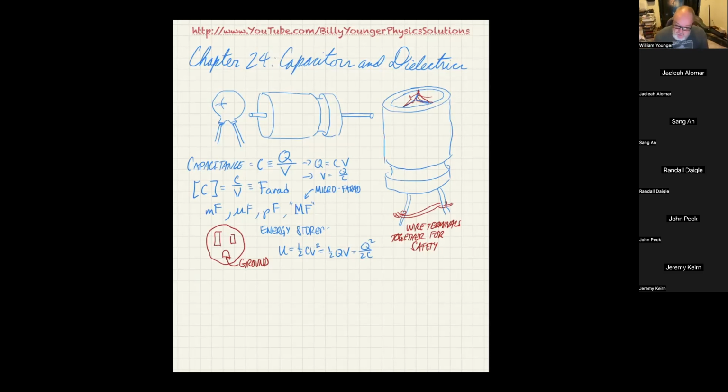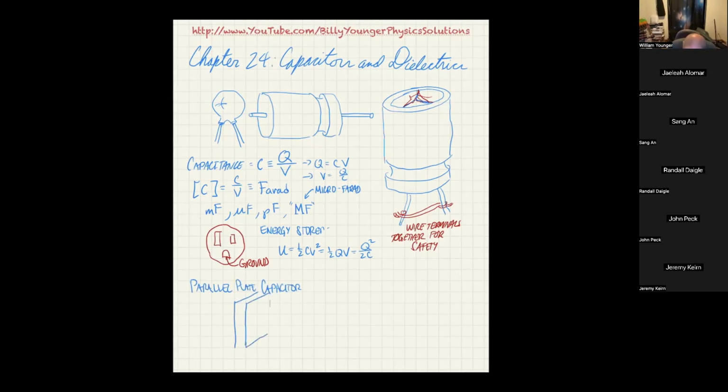What I need to do now is show you what a simple capacitor is. And the simplest capacitor really is the parallel plate capacitor. It looks like this. Basically, you can imagine one plate and another plate next to each other.